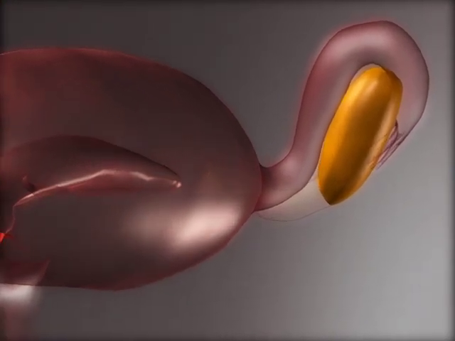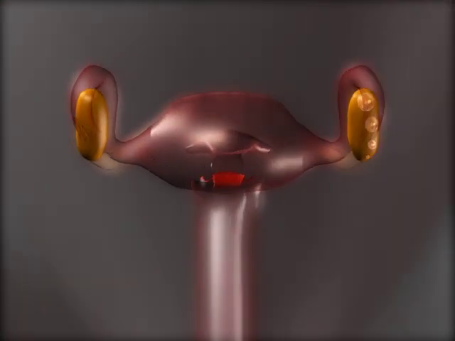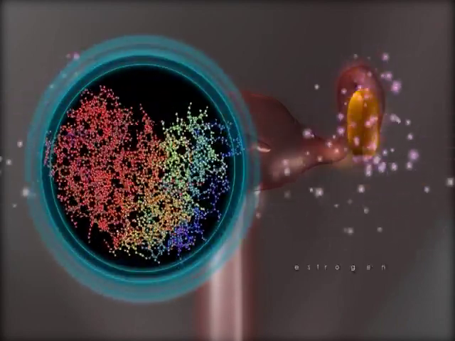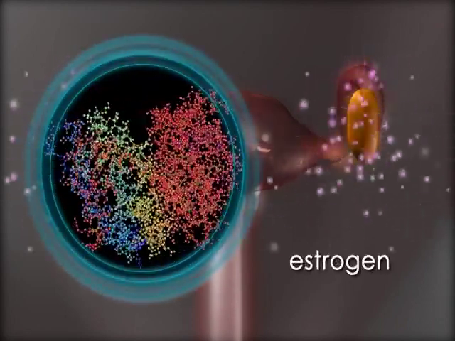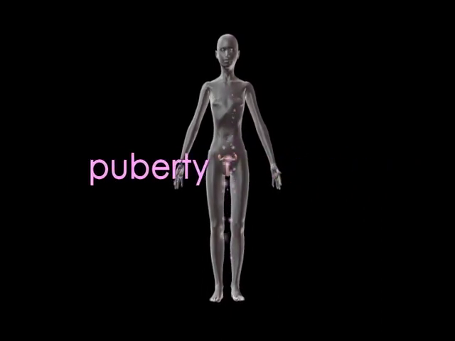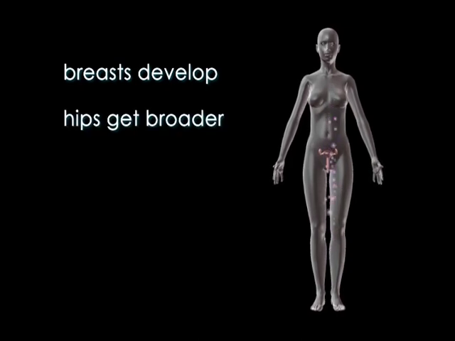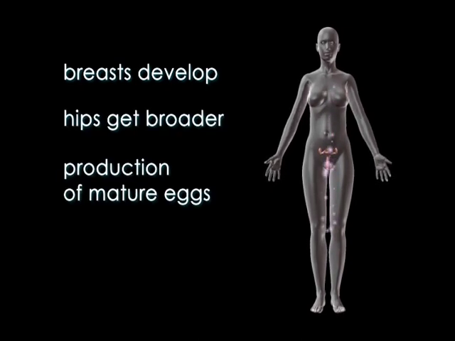Just as the testes in a male produce sperm and hormones, the female's two ovaries produce eggs and sex hormones, such as estrogen. When a girl reaches puberty, these hormones cause some major changes in her body. Breasts develop, hips get broader. Her hormones also control the production of mature eggs in pregnancy.